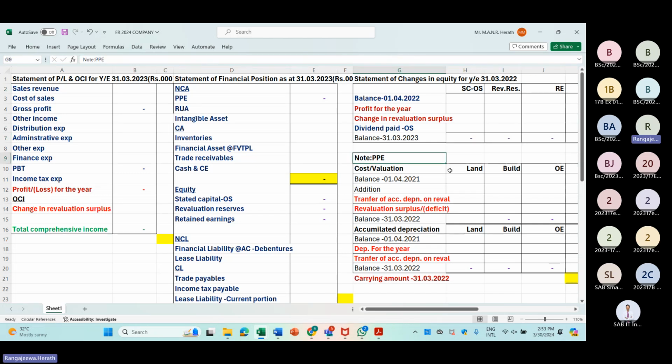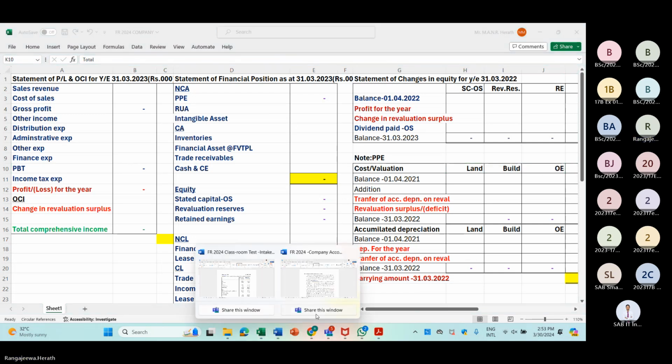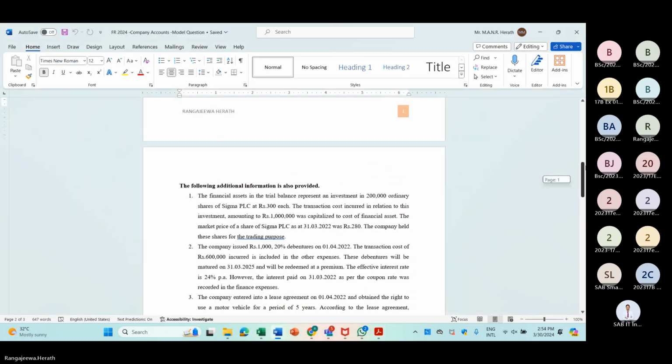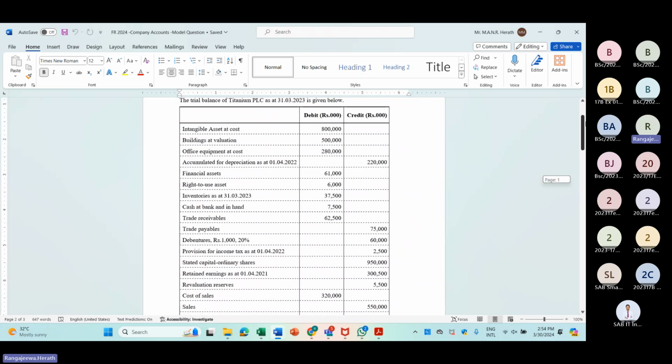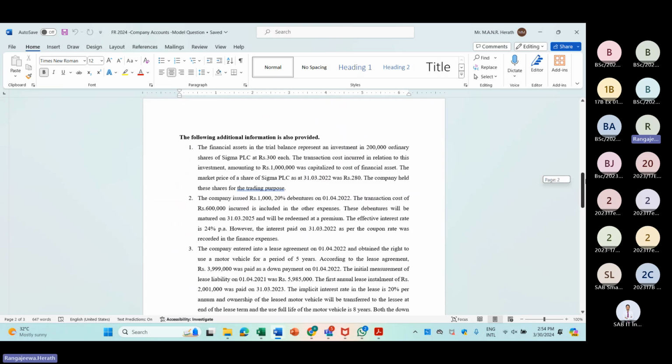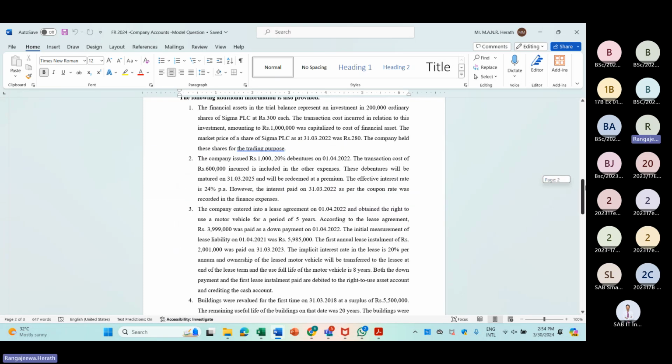Property, plant and equipment, we have building, office equipment and that's it. Property, plant and equipment. We have building and office equipment, 2 assets only. Because motor vehicle is the lease asset, no? Yeah.